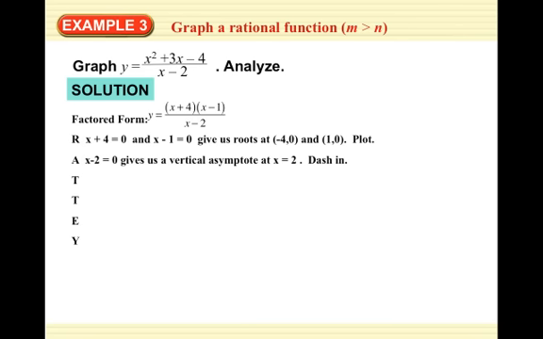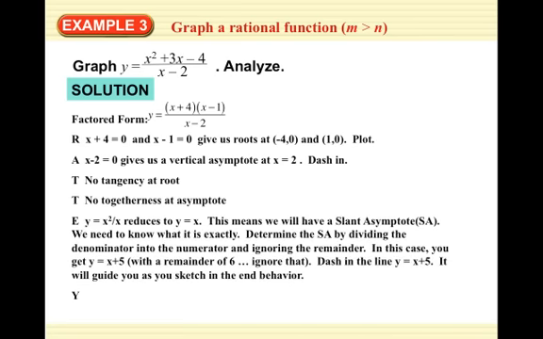T is for 2, and it means two things. When you have a squared factor, not a squared term, but a squared factor, in the numerator you have tangency at the root. We don't have a squared factor in the numerator, so we don't have tangency at the root. We don't have a squared factor in the denominator, so we don't have togetherness at the asymptote. I think I said togetherness a minute ago. We don't have any tangency at the root. We don't have any togetherness at the asymptote.